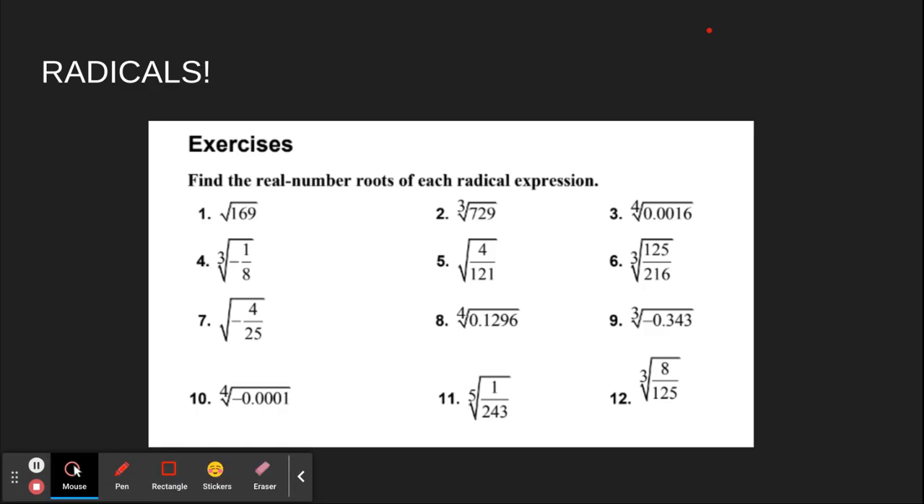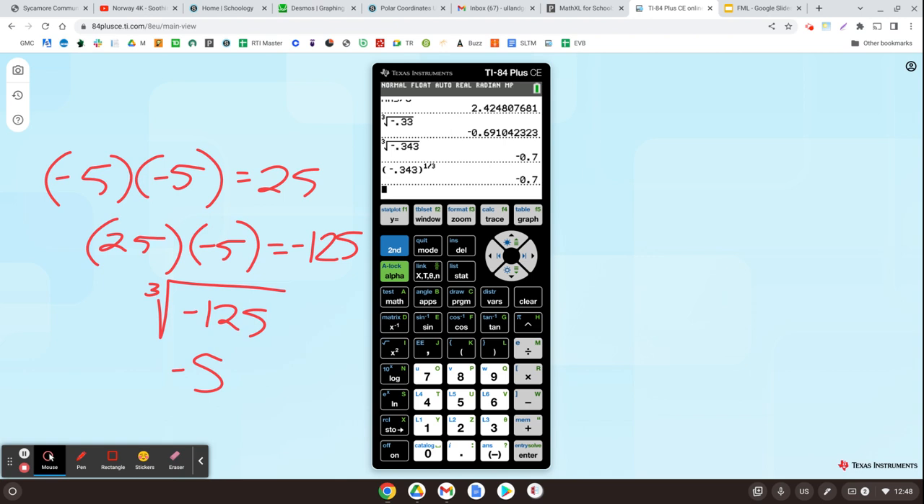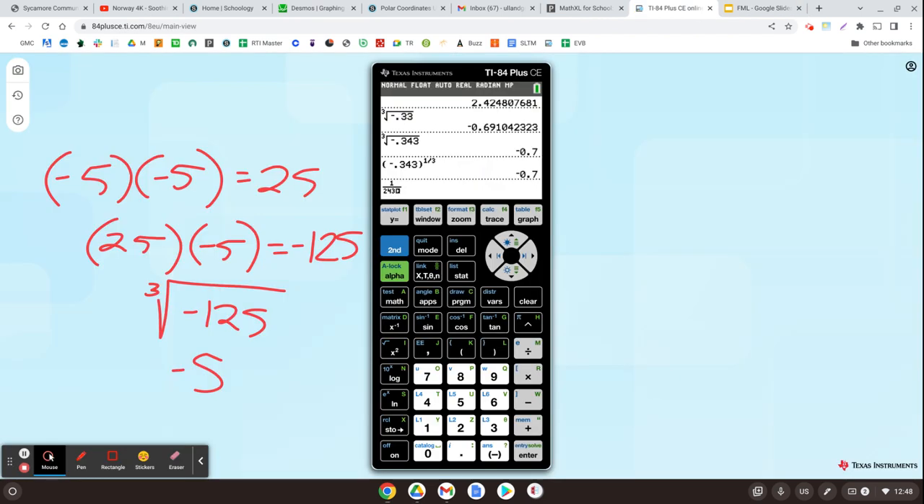Okay, I will do number 11, the 5th root of 243. I'm thinking the answer to that is 3, but let's put it in here. So I'm just going to do alpha y equals enter, 1 over 243, and then to the 1/5 power. Gosh, I hate this thing. Divided by, and then you get 1/3. Okay.